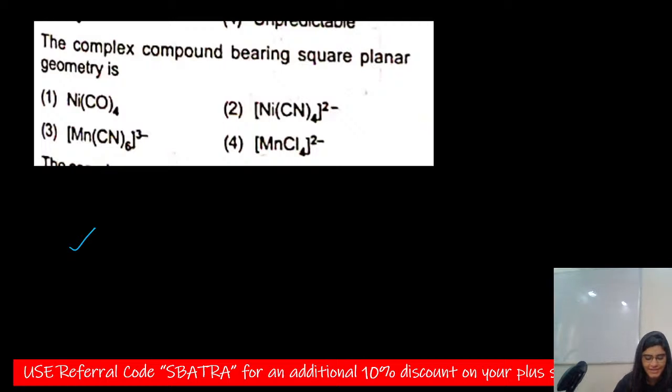Yes, definitely. The correct answer is option number 2. How? See, this is Mn, and the Mn electronic configuration cannot form square planar complexes.